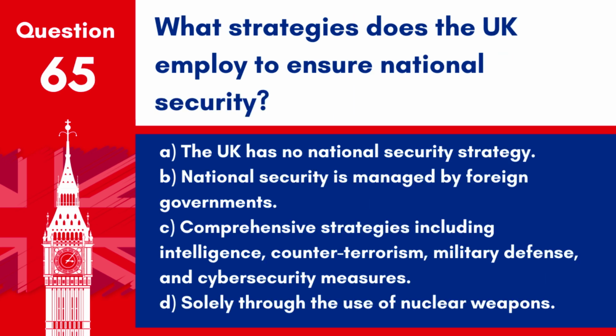Question 65. What strategies does the UK employ to ensure national security? A. The UK has no national security strategy. B. National security is managed by foreign governments. C. Comprehensive strategies including intelligence, counter-terrorism, military defense, and cybersecurity measures. D. Solely through the use of nuclear weapons.